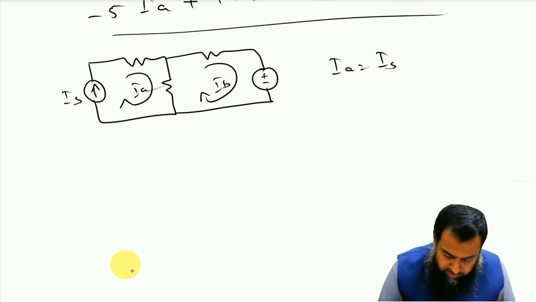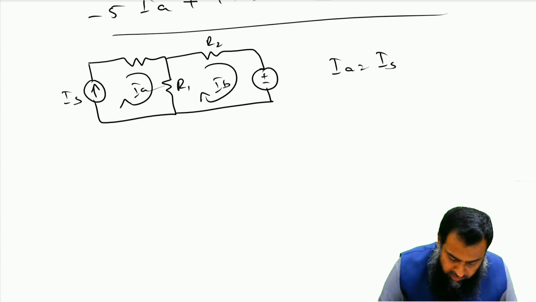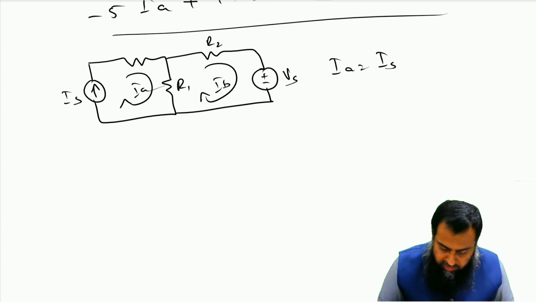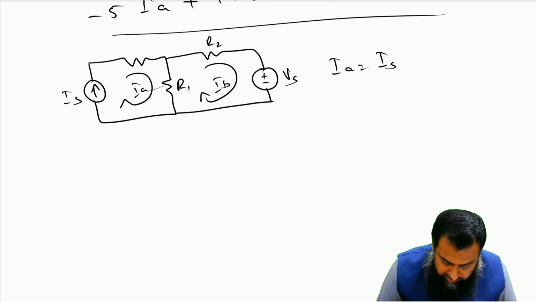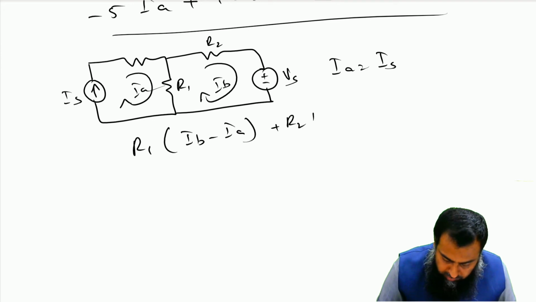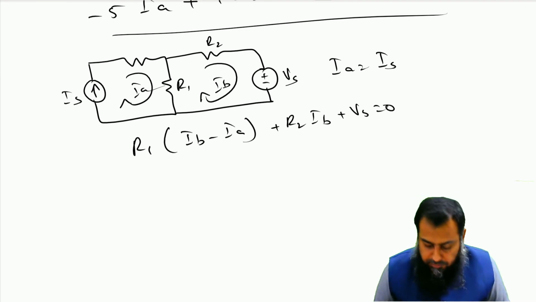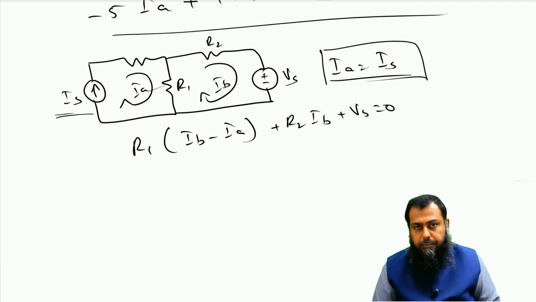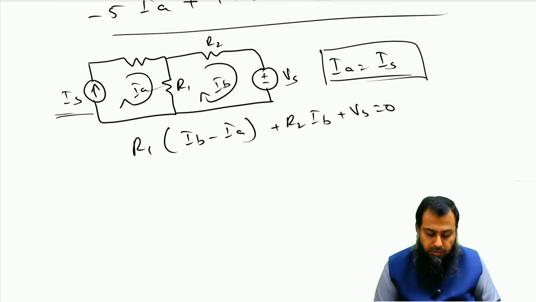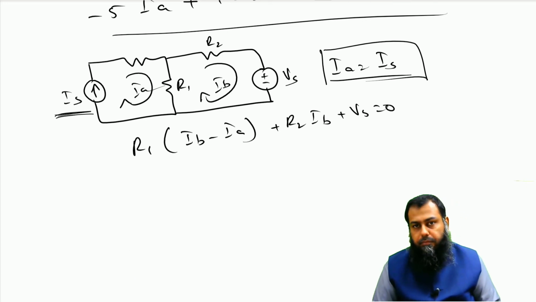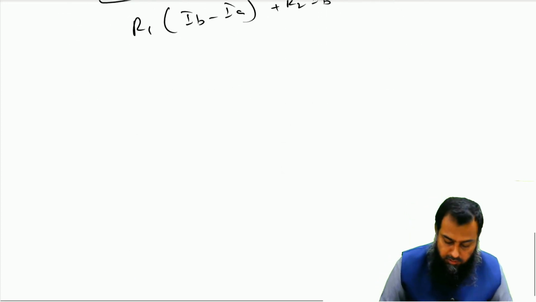So if I write the equation for this IB, let us say this is R1, this is R2, and this is Vs, then the equation for this IB is R1 into (IB minus IA) plus R2 into IB plus Vs, and that is equal to 0, right? And this is the only equation which is required to solve this given circuit, because the value of this IA is already known, right? So we have only one equation to solve. The other equation is already solved, because we know what is the value of this IS here. So this is one thing that I want to elaborate.